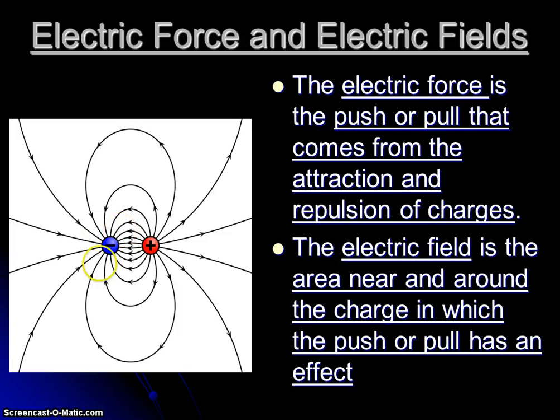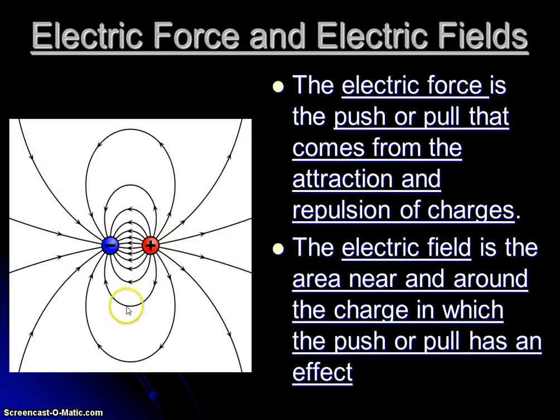And that force takes place within the electric field. That electric field is the area near the charge that you can actually feel, or where that push or pull can affect something else. So here, this area where you see these lines, we call those field lines, right? Because it's the electrical field. Where these field lines are, that is where the force can cause attraction or repulsion within that field.